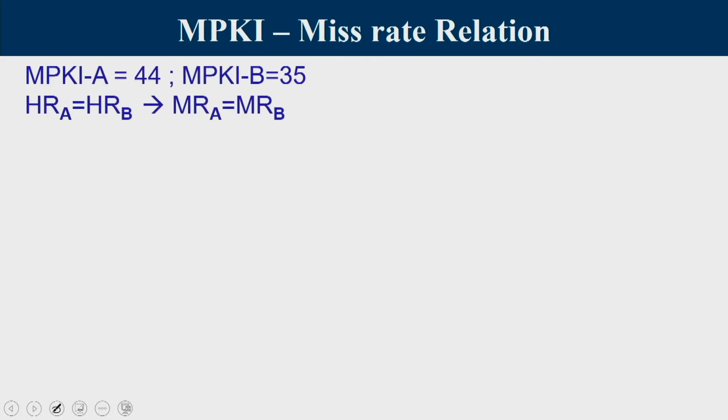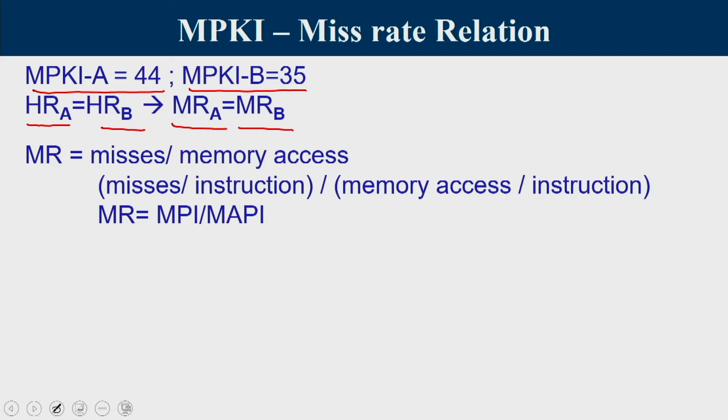Now, in this case we have to find out the following. MPKI of A is 44, MPKI of B is 35, that is given in the question. What is mentioned here is that the hit rate of A is the same as the hit rate of B. That means the miss rate of A and B is the same.